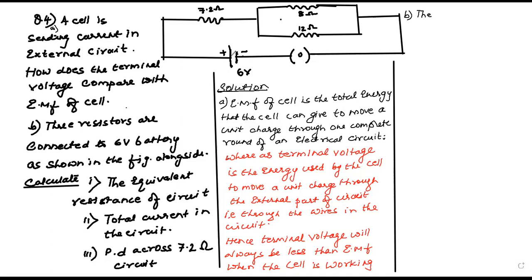So when it starts from the positive terminal, the charge passes through these wires and comes back to the negative terminal. So only from the positive terminal till the negative terminal, the energy the cell will use up is called terminal voltage. So naturally, terminal voltage will always be less than the EMF when the cell is working.